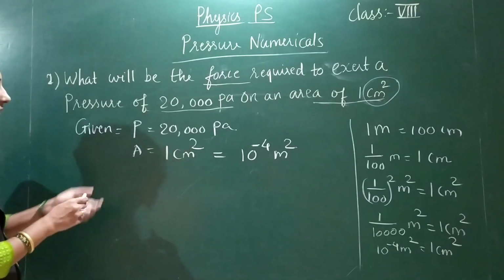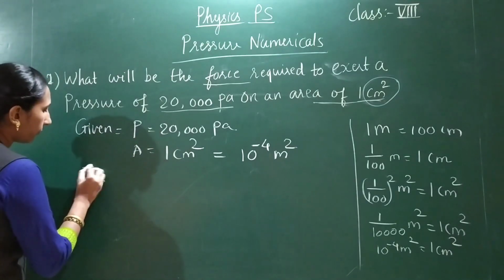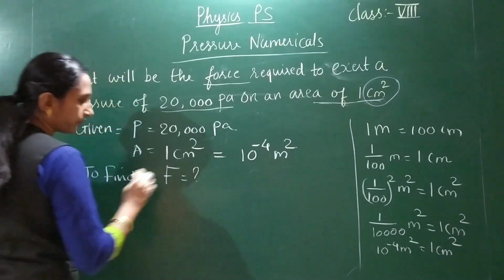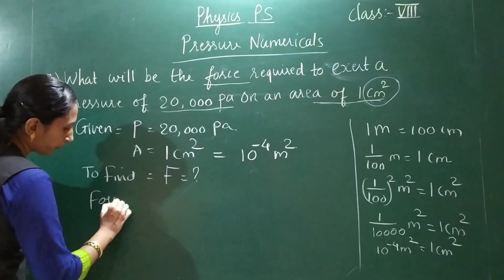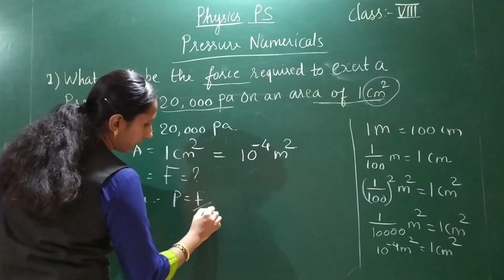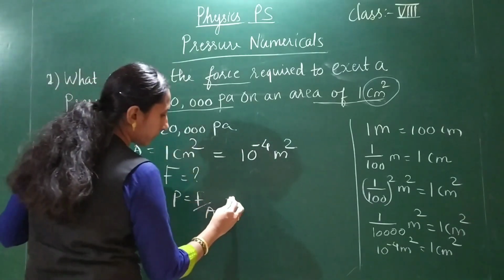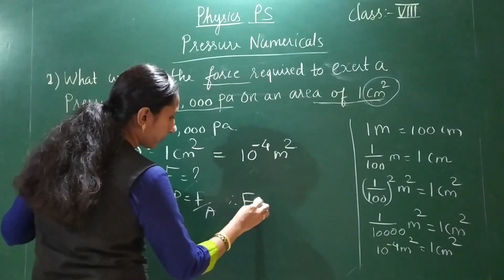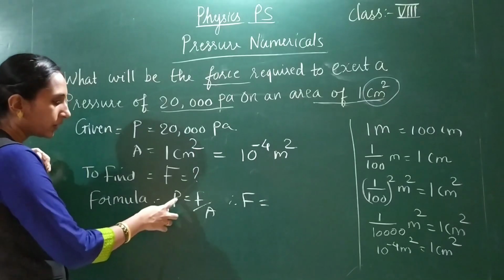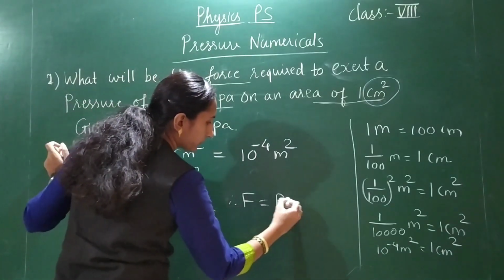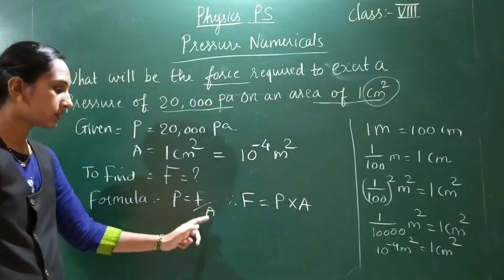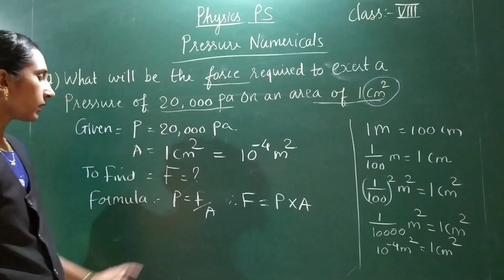Now the given quantities we have written. What do we have to find out? We have to find the force. What is the formula? Pressure is equal to force upon area. As you have to find the force, what will the formula be? Force is equal to, this term is divided, so when it comes to this side it will multiply. So pressure into area: force is equal to pressure into area. You have to find this A, it will come here and multiply.